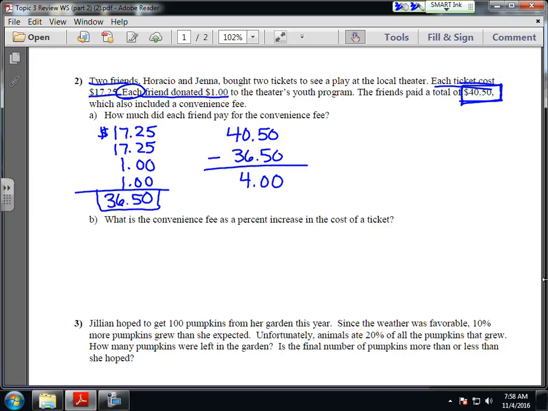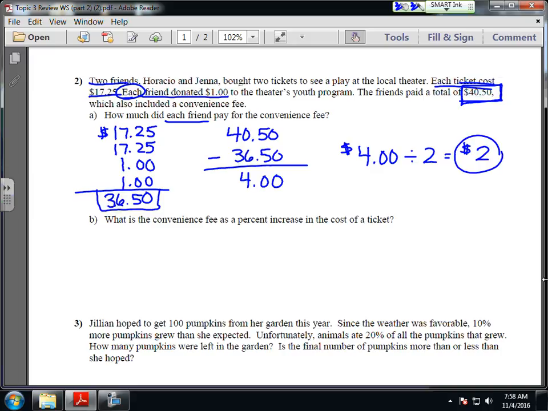Now that's how much Horatio and Jenna paid. We want to just know how much one of them paid. We want to know it per ticket. They want to know how much each friend paid. What do I have to do? Yeah, I have to do $4 divided by 2. And I get $2. That's the convenience fee.